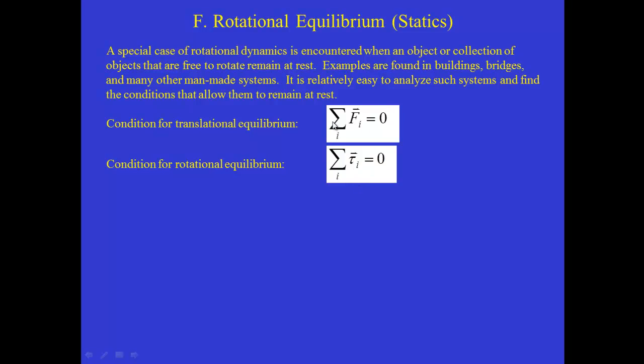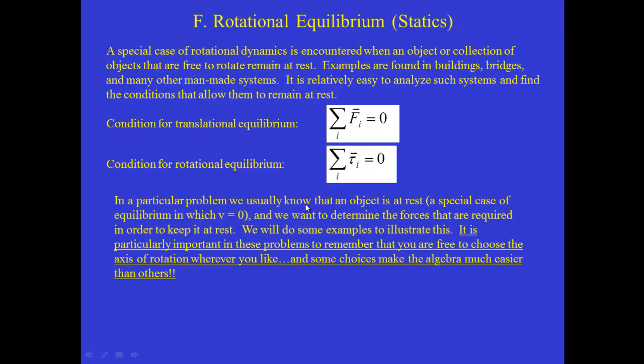So when we add up all the forces and set them equal to zero along all the different coordinate directions that are possible in the problem, and we add up all the torques and set them equal to zero, we've got our conditions for rotational equilibrium. And in a particular problem, we usually know that the object is at rest, and we want to determine the forces that are required to keep it that way.